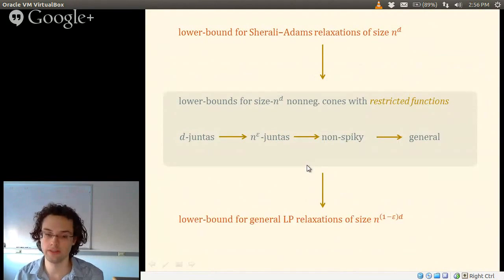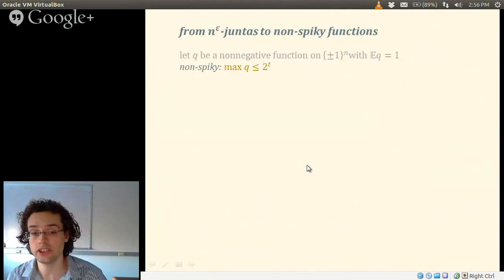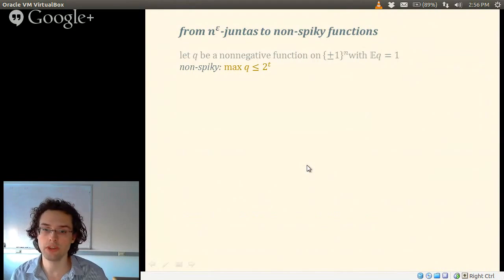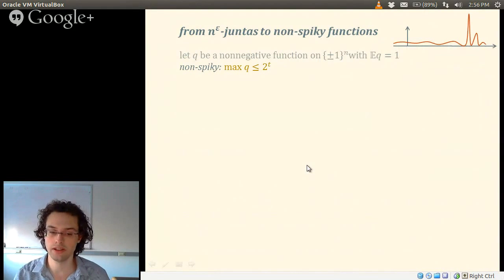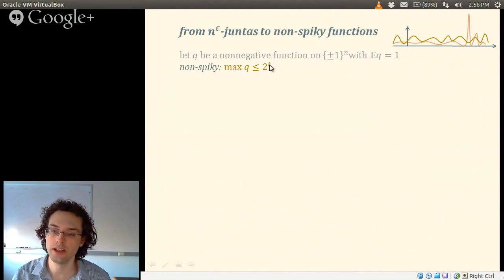Okay. So now, how can we go from n to the epsilon juntas to general functions? The first step will be non-spiky functions. Non-spiky functions are just functions where the maximum is not much larger than the average of the function. This would be an example of a function that is spiky, where the maximum is much larger than the average. But what we want is that it looks like this, where the maximum is not much larger than the average. And here, think of T as some constant times log n.